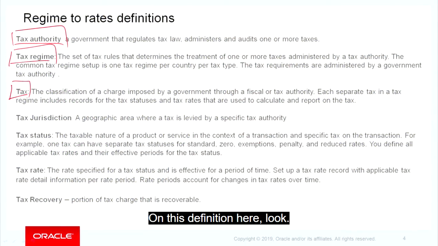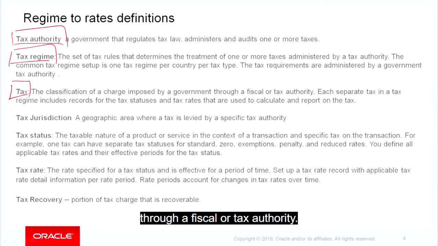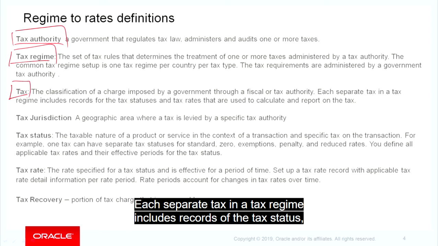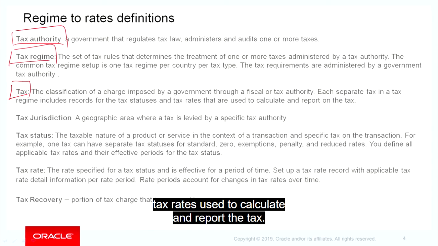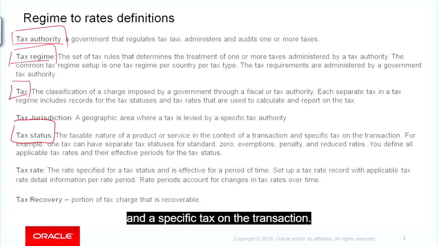And this definition here, it's the classification of a charge imposed by a government through a fiscal or tax authority. Each separate tax in a tax regime includes records of the tax status, tax rates that are used to calculate and report the tax. So under a tax, you've got the tax status. So that's the taxable nature of a product or service in terms of the contents of a transaction and a specific tax on the transaction.